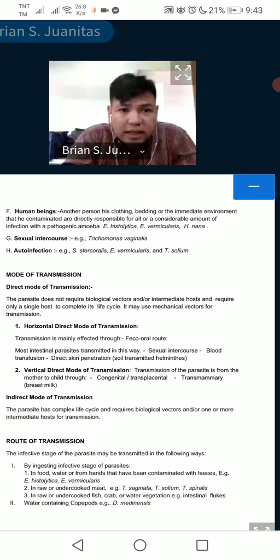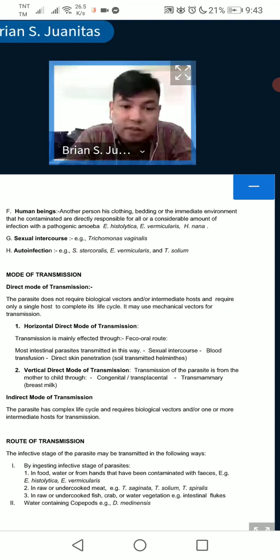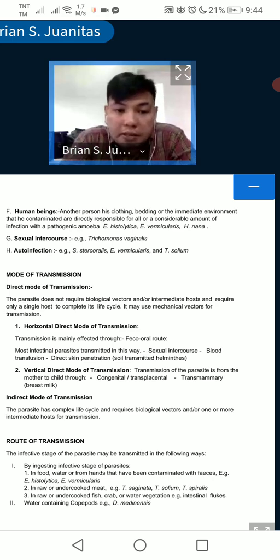Okay? When we say vertical naman class, vertical direct mode of transmission, this is usually from the mother to the baby. Okay? Or congenital or transplacental, even transmammary. Transmission of the parasite from the mother to child: congenital, transplacental, and transmammary. Yes, class. There are parasites which can cross the placenta, even lodge on the mammary gland, and can be transmitted when you breastfeed your baby.